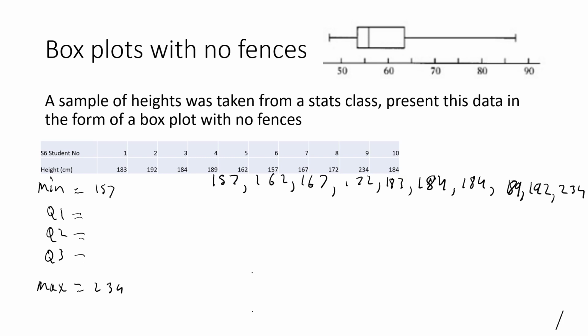So first what we have to do is write out all the numbers from lowest to highest. Okay, so that's that done. The quartile 2 will be 183.5, and that means the quartile 1 is 167 and quartile 3 is 189.